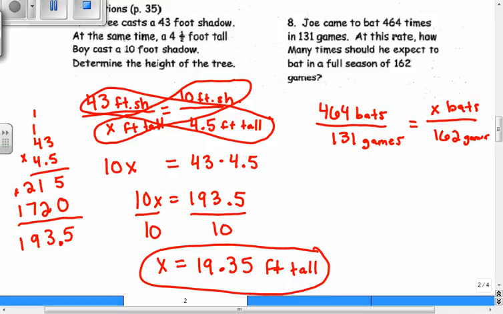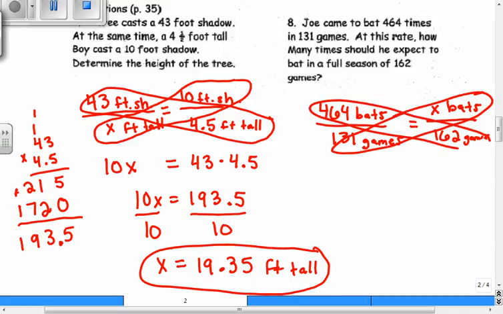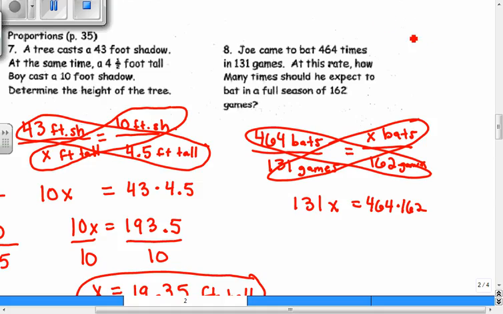So X bats. Well, again, we have a proportion, so we're going to cross multiply. So we have to do 131 times X and 464 times 162. So 131X is equal to 464 times 162. Okay, I just gave myself a little bit of room to figure out what 464 times 162 is. So 2 times 4 is 8. 2 times 6 is 12. Carry my 1. 2 times 4 is 8 again.